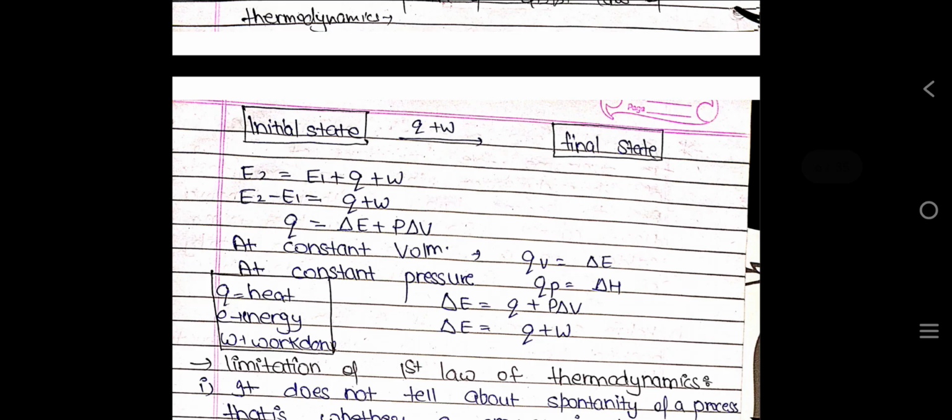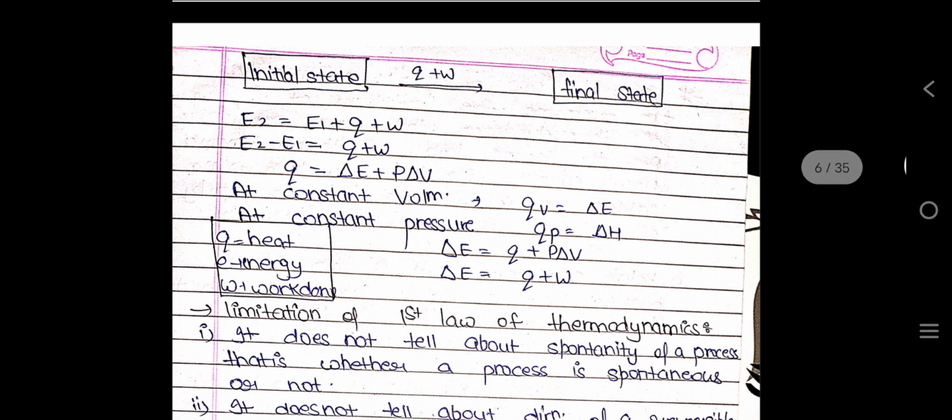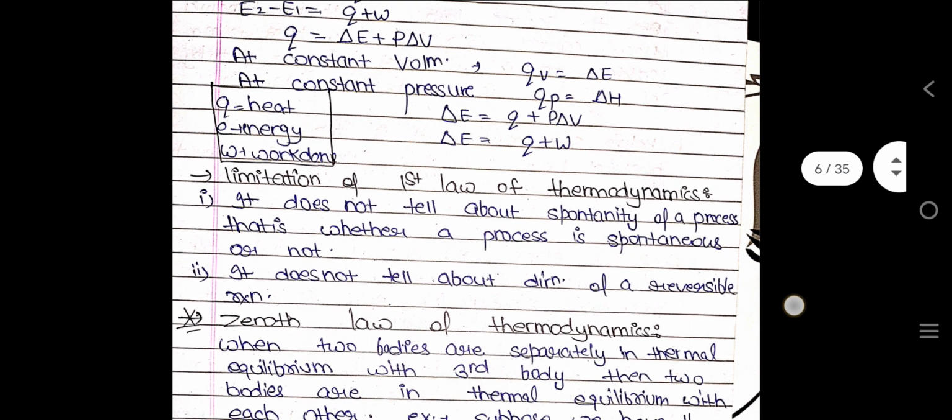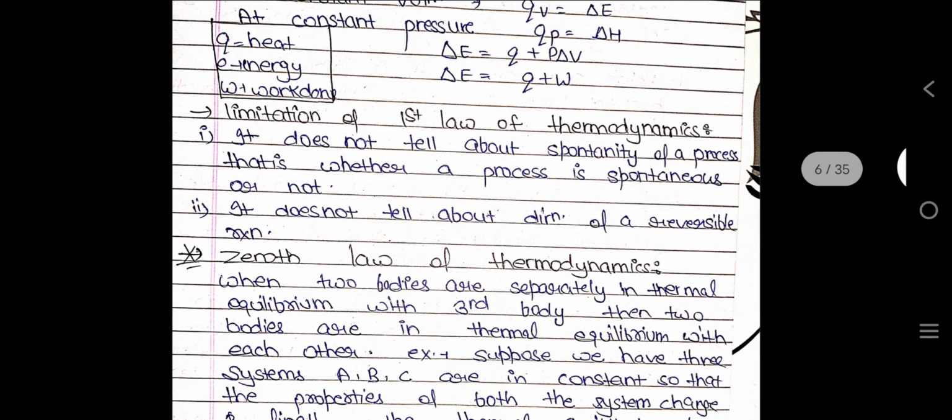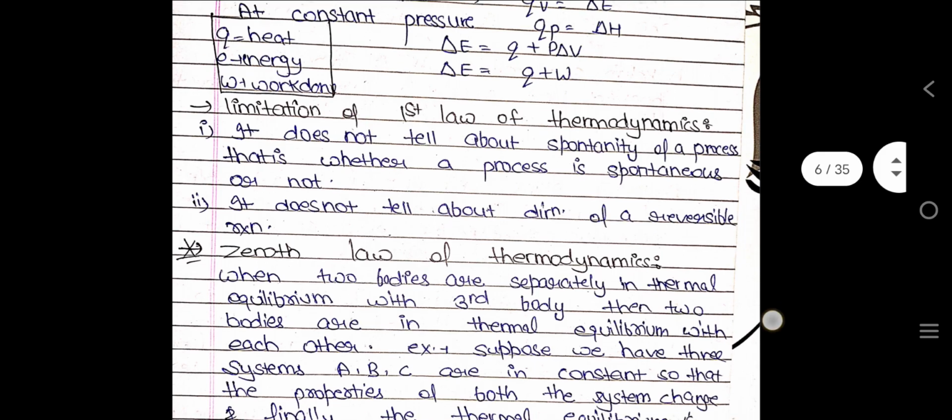First law of thermodynamics. It is also called the law of conservation of energy. According to the first law of thermodynamics, energy can neither be created nor destroyed. It can be converted from one form to another. That is, it is impossible to construct a machine which will work continuously without consuming energy. That is, there is an exact equivalence between heat and work done. Mathematical form of the first law of thermodynamics: initial state Q plus W is equal to final state.